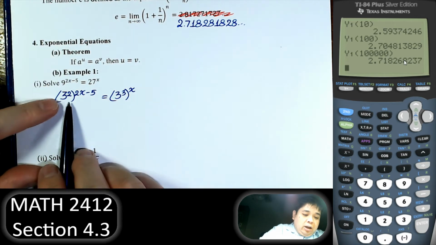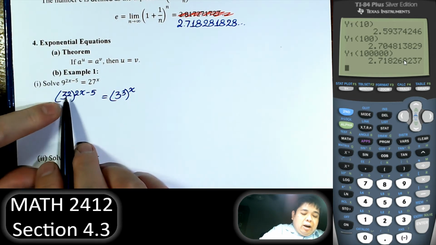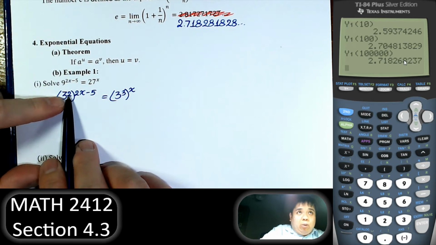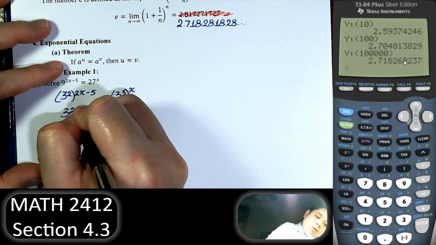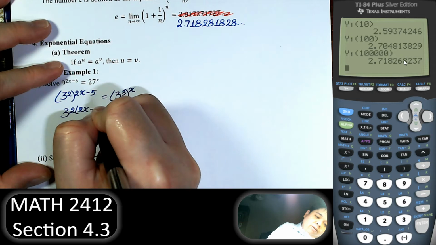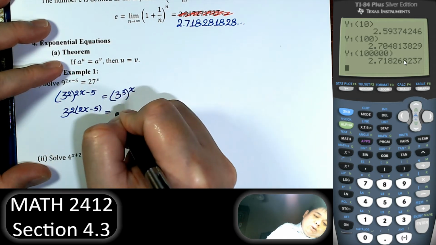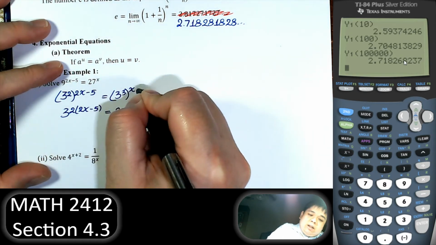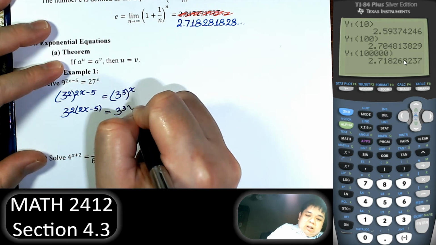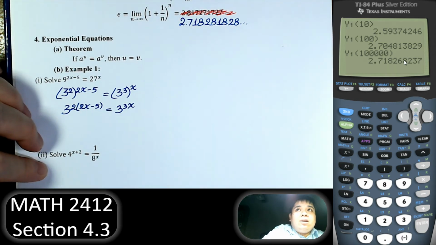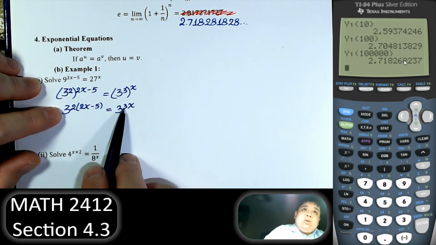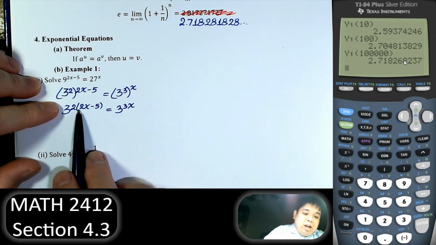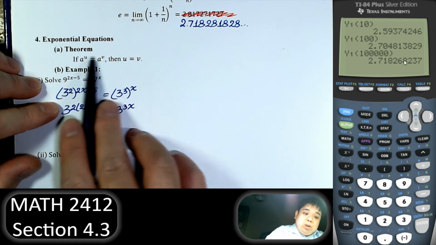Now, we have a power, and then we have another power. We will multiply these exponents. So 3 to the 2 times (2x minus 5) equals 3 to the 3x. Right? Now, two things are equal, the bases are equal, so the exponents are equal. That's exactly what we use here.